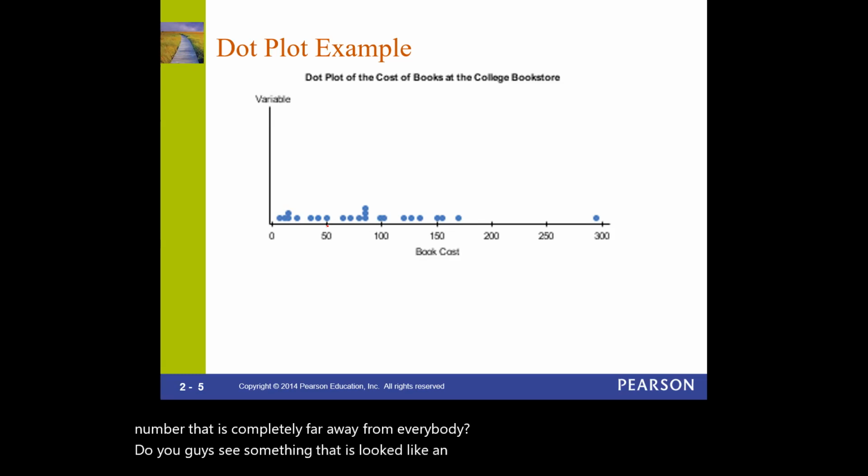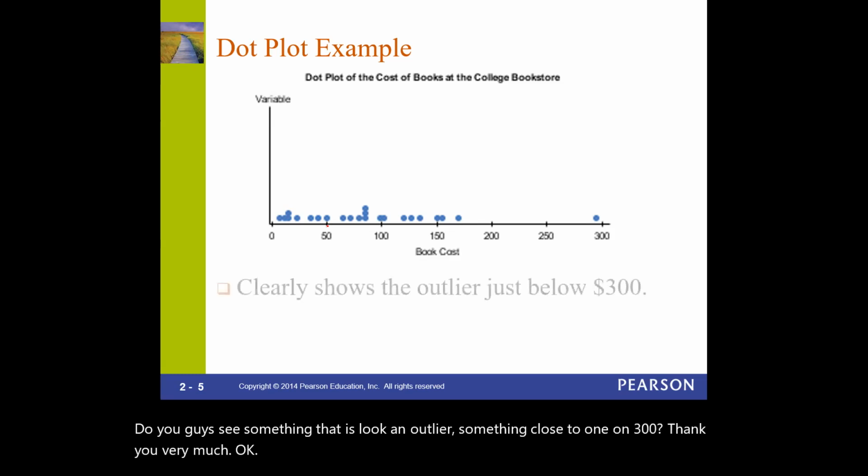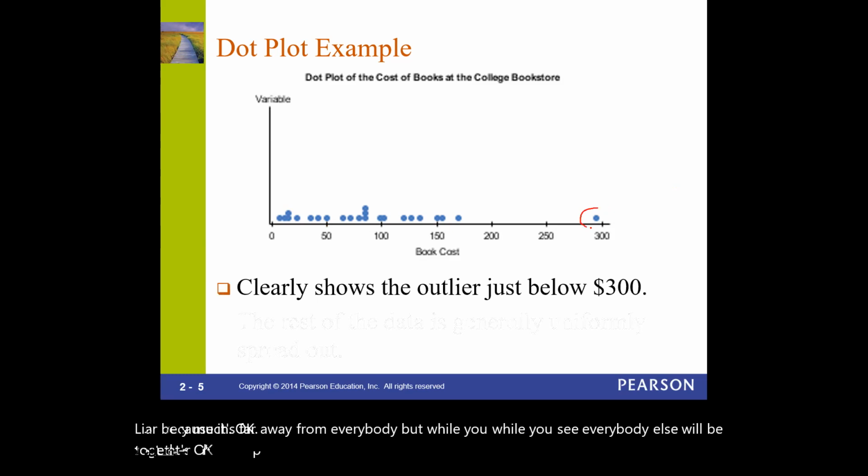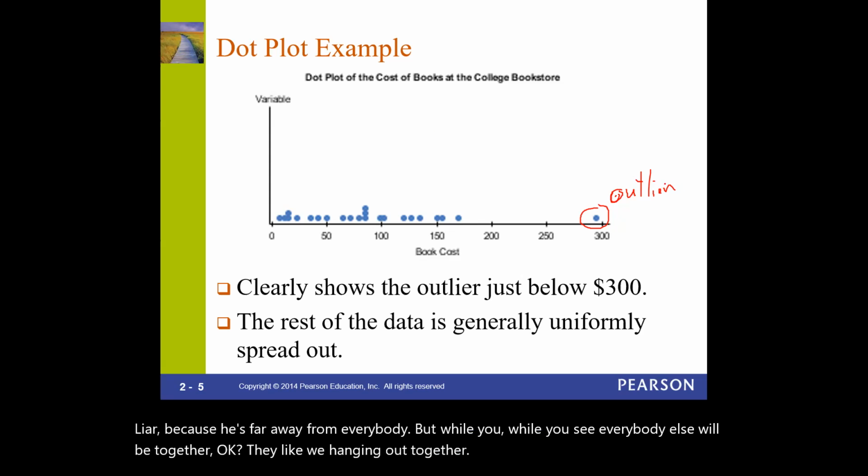Yeah, something close to 300. Thank you very much. So as you can see, something close to 300 is an outlier. This guy is far away, while everybody else is together, like, okay, we're hanging out together. That's what happened with everybody else.